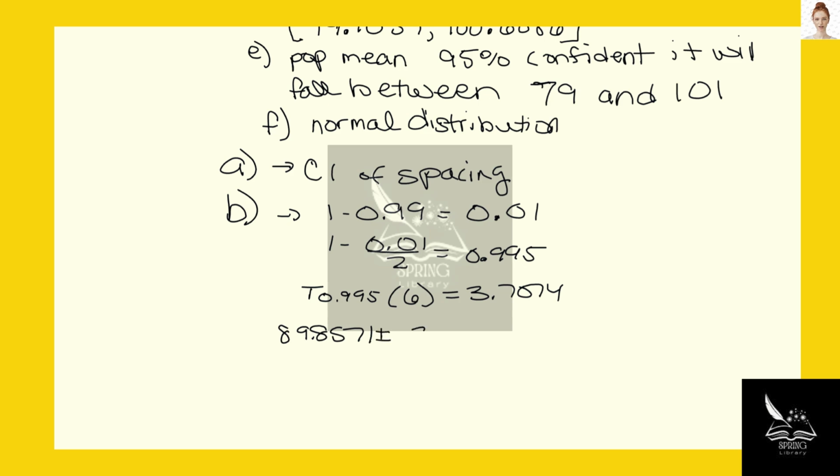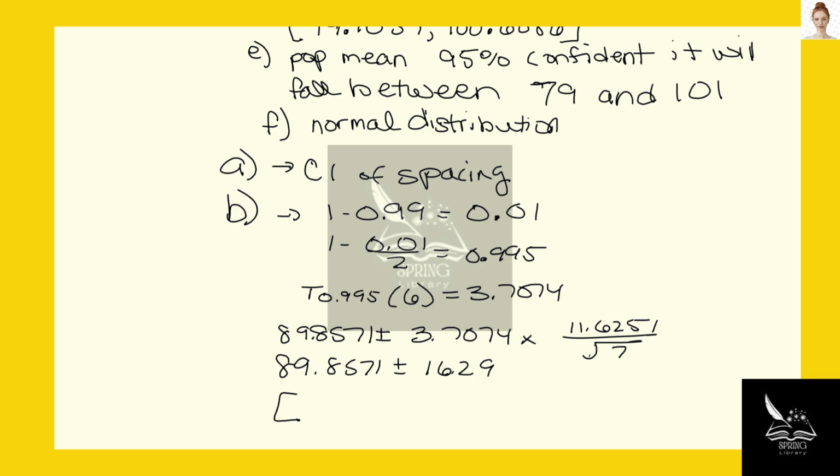And then you're going to take 89.8571 plus or minus 3.7074 times 11.6251 divided by the square root of 7. Let me fix that. And then we have 89.8571 plus or minus 16.29. And then the confidence interval is going to be 73.5672, 106.1471. So I hope that this video helps.